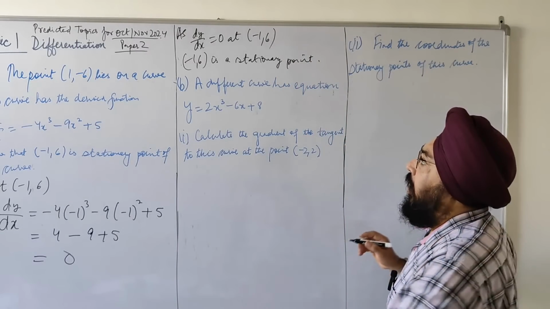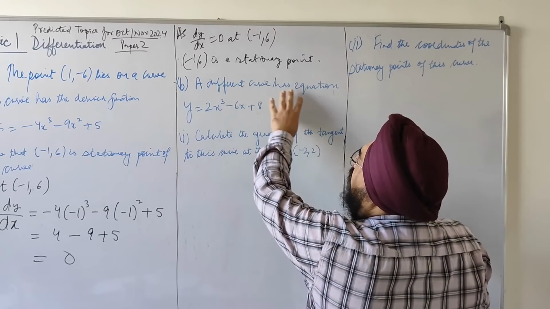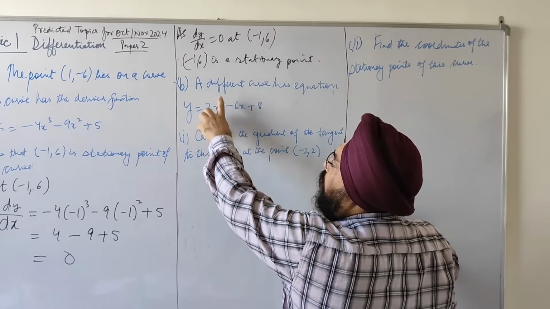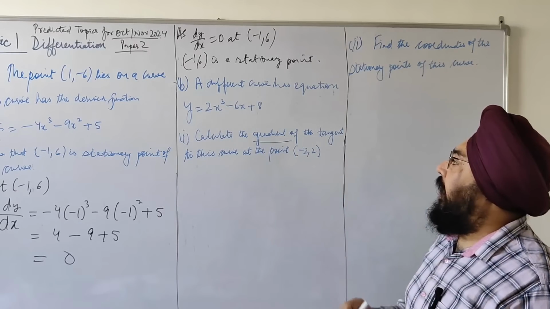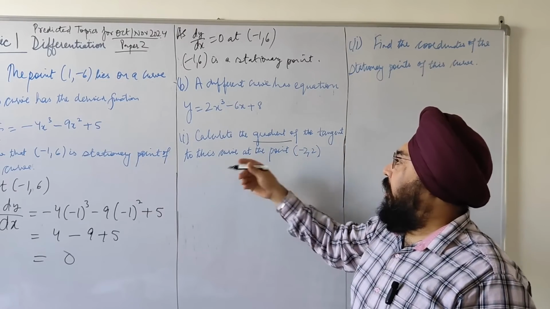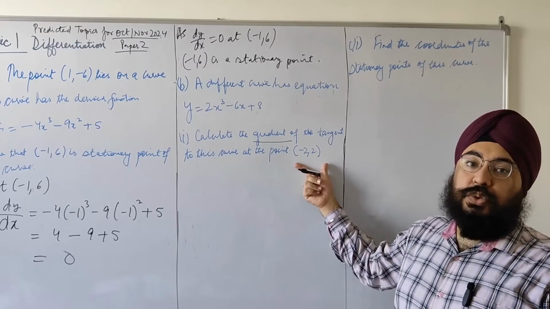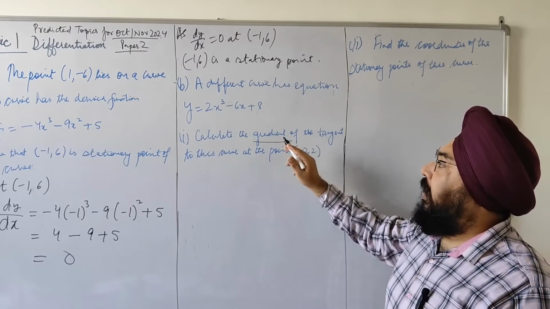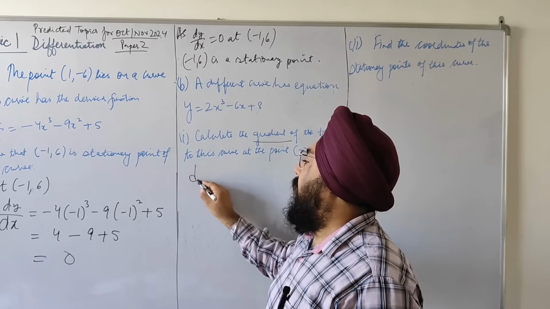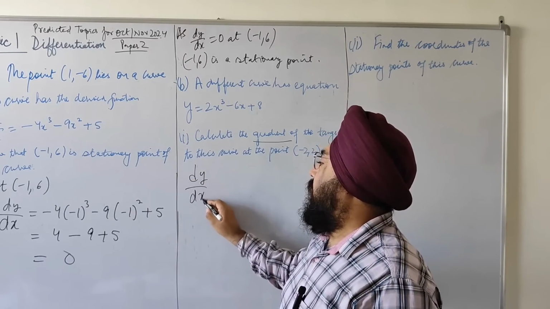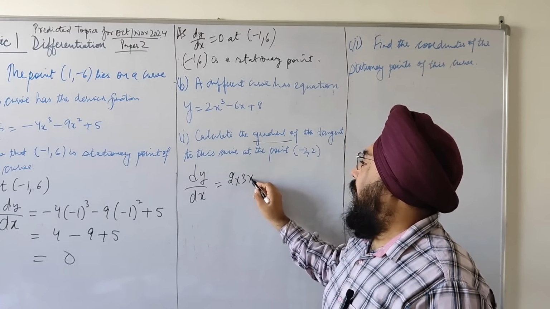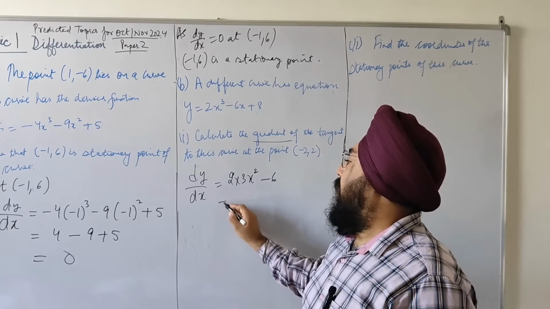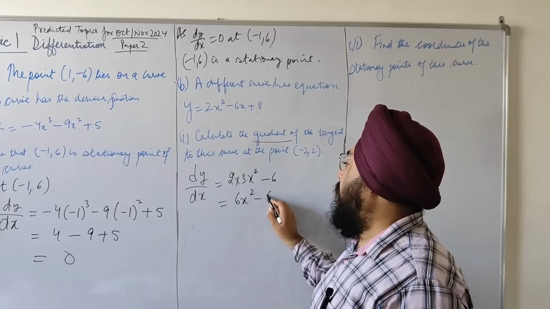B part, a different curve has an equation y is equal to 2x cube minus 6x plus a. Calculate the gradient of the tangent to this curve at point minus 2, 2. Now we need to find the gradient, so we'll be calculating dy by dx, which will be equal to 2 into 3x square minus 6, that is 6x square minus 6.